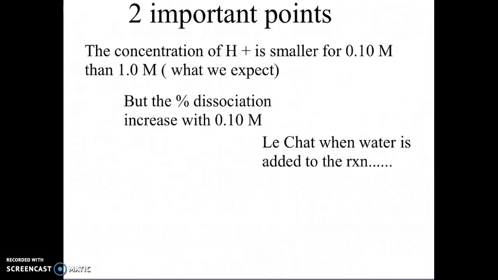So two important points to remember. The concentration of the hydrogen ion is smaller for the 0.1 molar than it was for the 1.0 molar, which is what we expected, but the percent dissociation increases with that 0.1 molar concentration. And your book will talk about a Le Chatelier piece to this: when water is added to the reaction, you basically are diluting the acid, so it's going to want to dissociate more, if you think about it that way in terms of Le Chatelier and concentration.